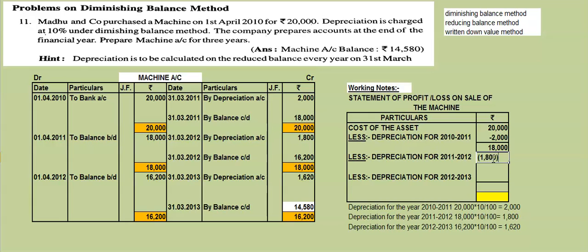Now if we subtract, 18,000 minus 1800, we got 16,200. From this 16,200, what is to be done now? Third year depreciation you have to find. Third year depreciation is how much?